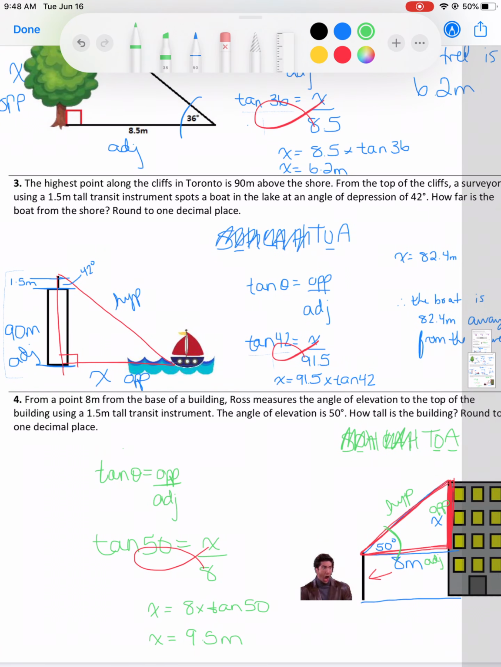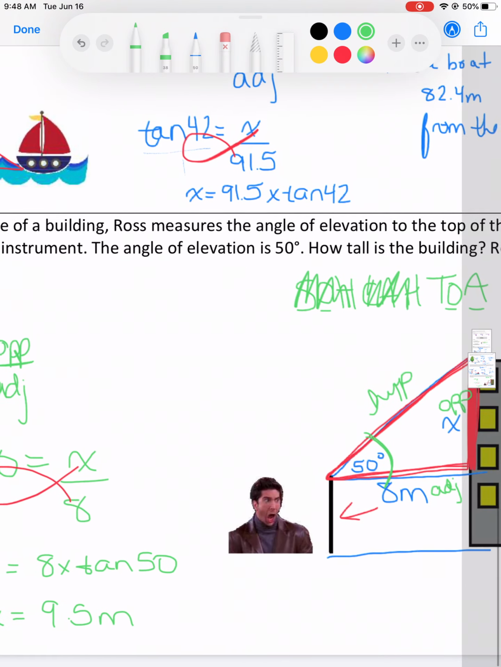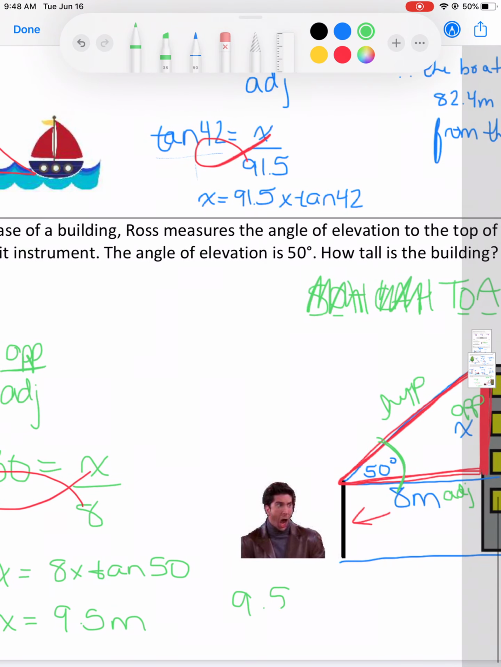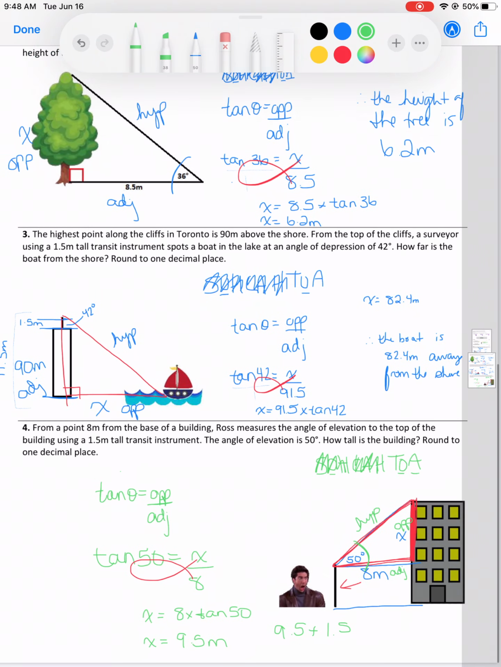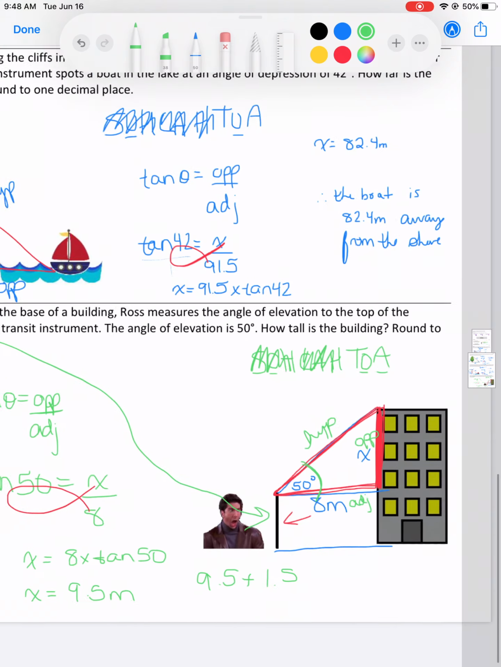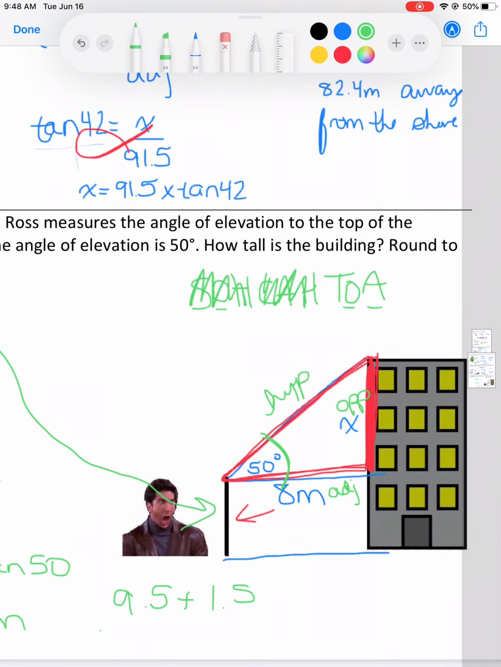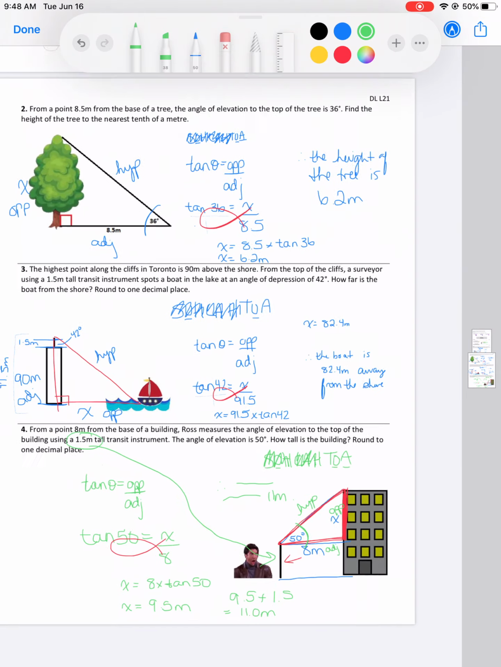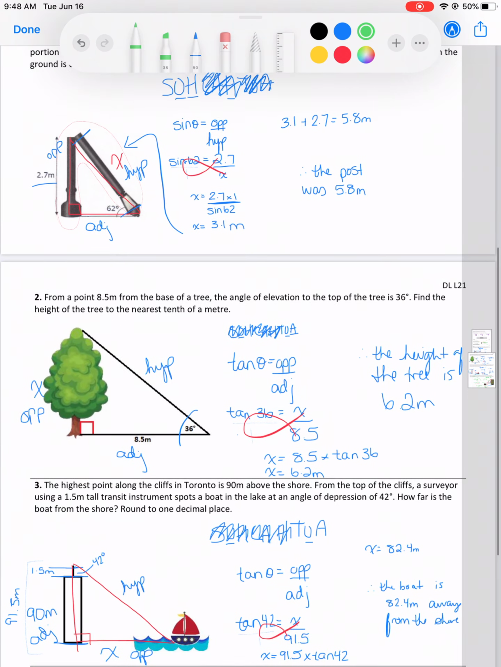So remember, we have to add in that 1.5 meters. So we're going to do 9.5 plus 1.5. How do I know that's 1.5 meters? Because it's right here. That is equal to 11 meters. So, therefore, the height of the building is 11 meters. Voila. Not that bad, eh, guys?